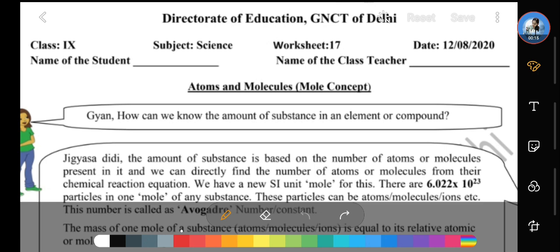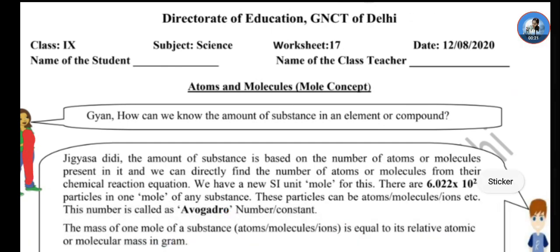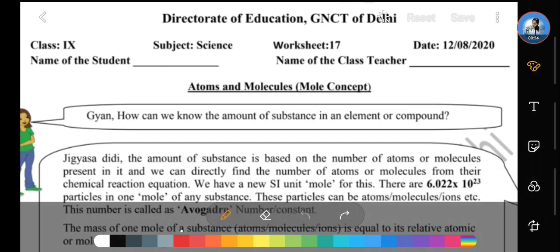Gyan, how can we know the amount of substance in an element or compound? Jigyasa Di, the amount of the substance is based upon the number of the atoms and the molecules present in it. We can directly find it by the number of atoms or the molecules.